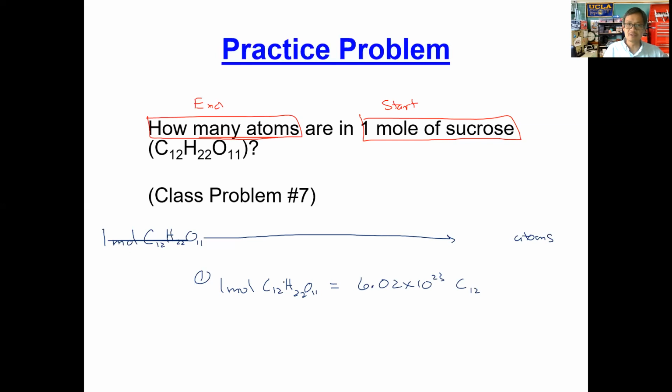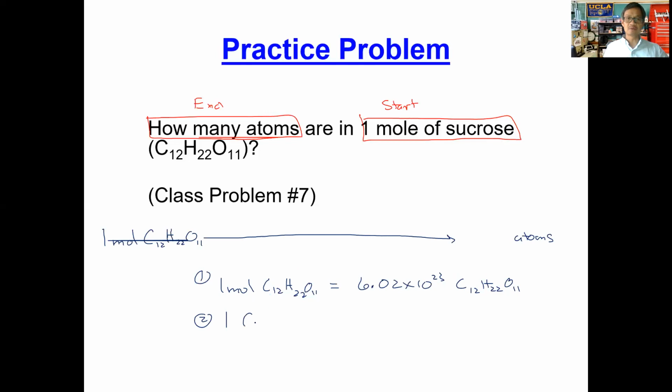Remember, the relationship here is between moles of sucrose and particles of sucrose, C12H22O11. So the substance here has to be the same as here. The object here and the object here has to be the same. If we're referring to sucrose when we're talking about a mole, we're referring to sucrose when we're talking about the total number of sucrose particles. Make sure you keep that in mind. And this particular equivalence does not get us to atoms, so we need a second conversion factor to get that done.